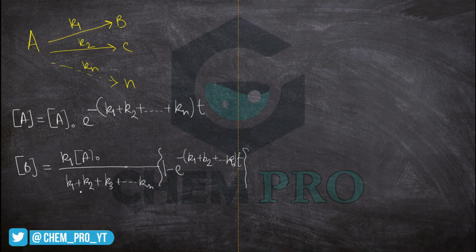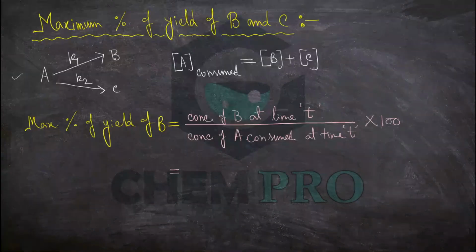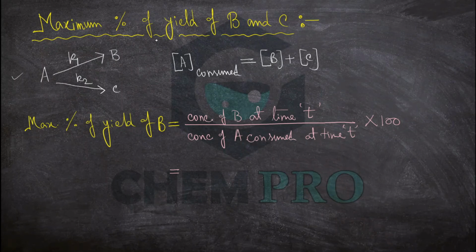Okay, into T. So this will be the formula. Now we have to calculate the maximum percentage of yield of B and C. From the parallel reaction, that is A to B and A to C, we can say the concentration of A consumed at time T equals the concentration of B plus the concentration of C.